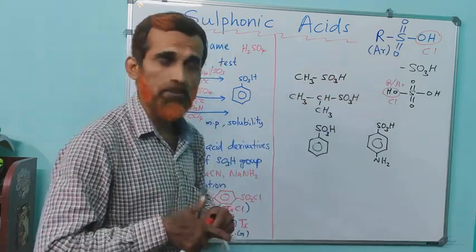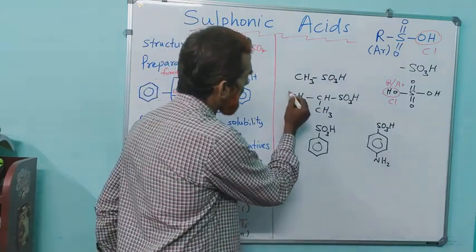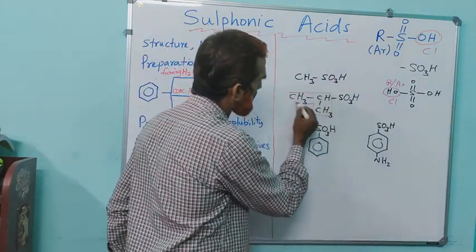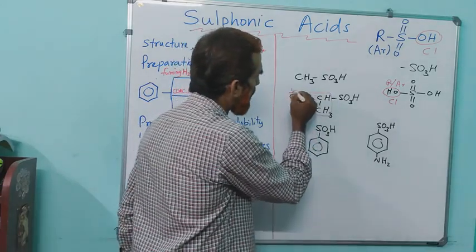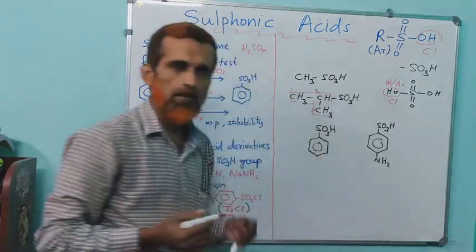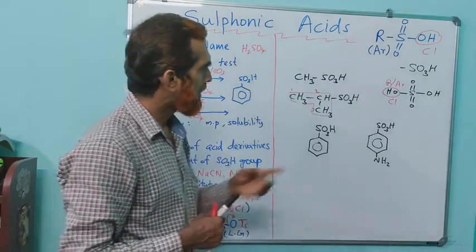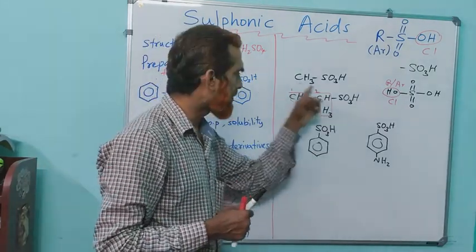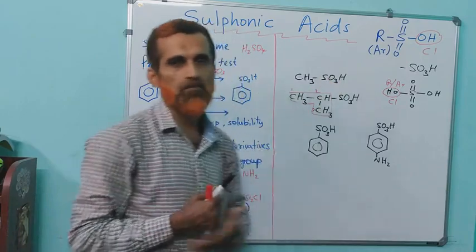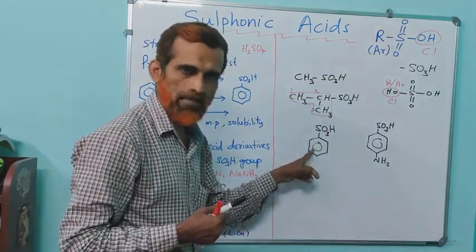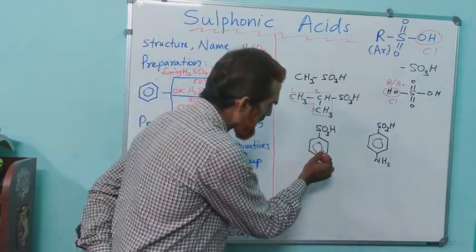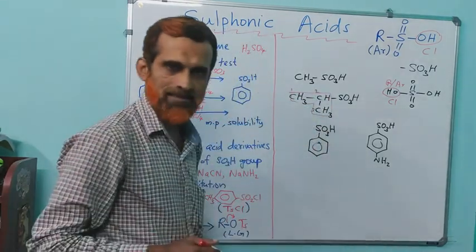Wherever required, give positions. The next one, this is a chain. This is 3 carbon, propane. 1, 2, 3. So what is the name? Propane-2-sulfonic acid. The common name will be isopropyl sulfonic acid. This one is aromatic, benzene sulfonic acid.